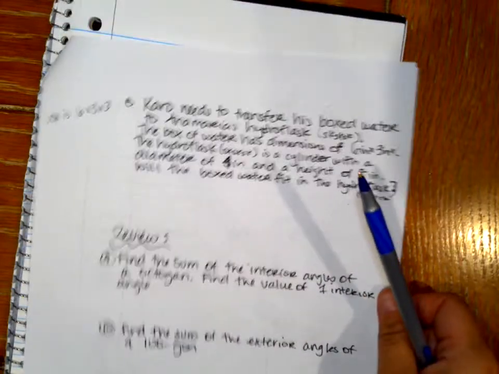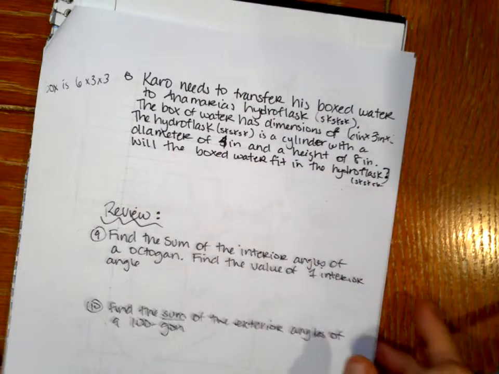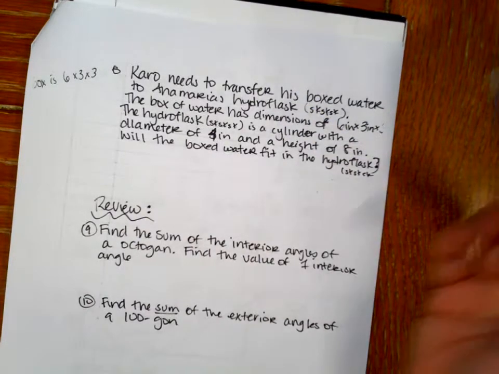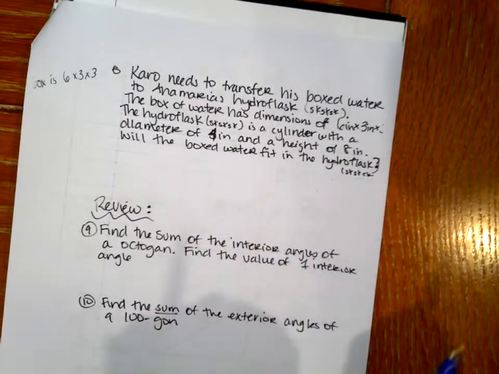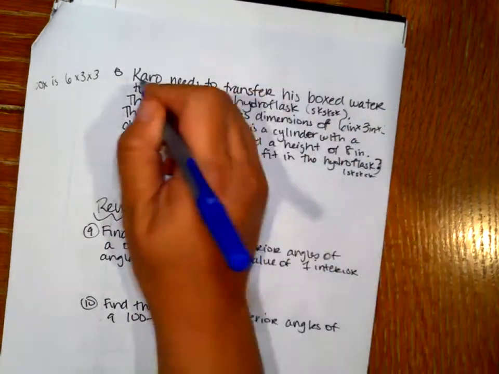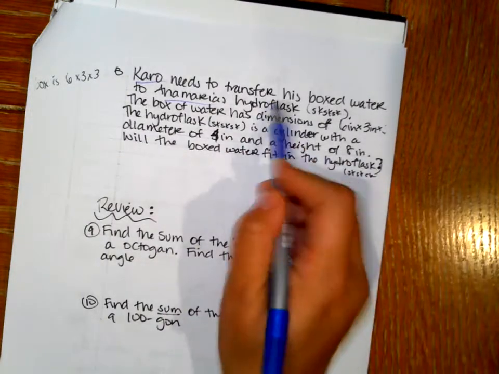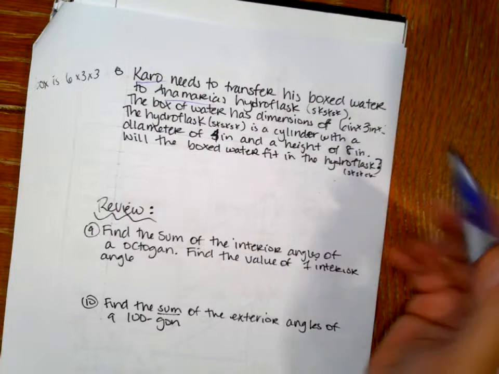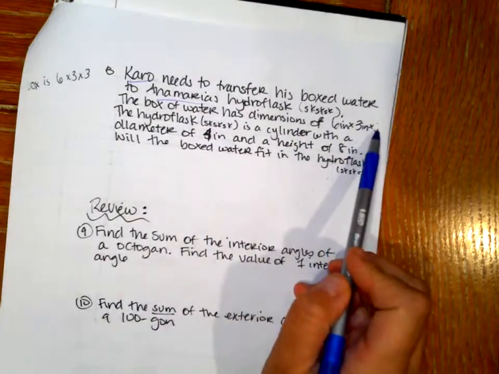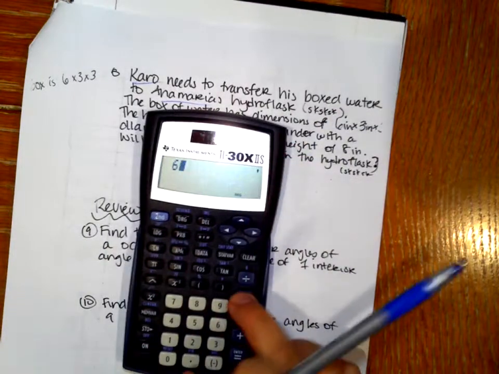All right, this guy right here, this is kind of like what your test has. I did this one with like a box of water and a hydro flask because everybody kind of has a hydro flask. It's in a cylinder shape, but let's just do this. Thanks to Caro and Anna Maria for letting me use their names in our fun review sheets. All right, so he's got a box of water, and that box is 6 by 3 by 3. Kind of got cut off on the side, so I rewrote it here. So let's do that. 6 by 3 by 3, 6 times 3 times 3.